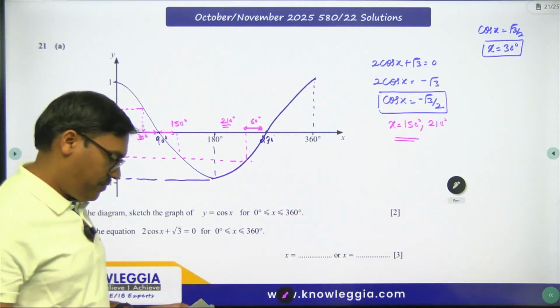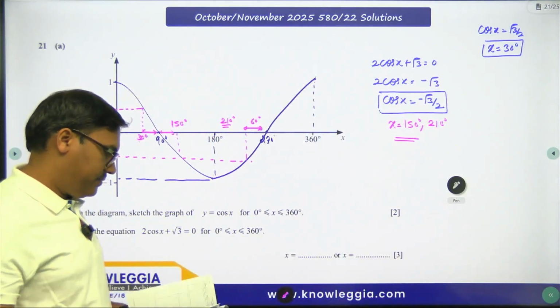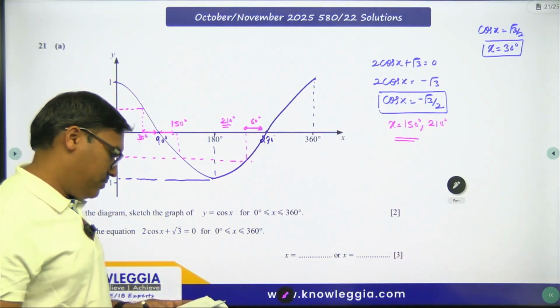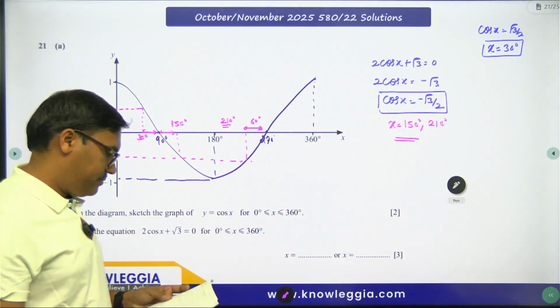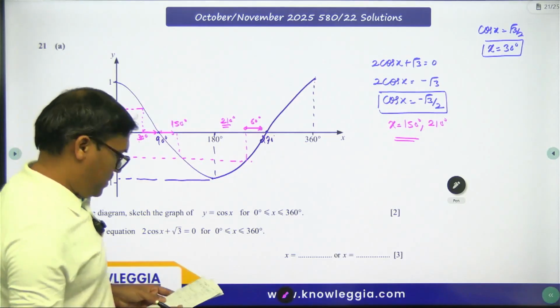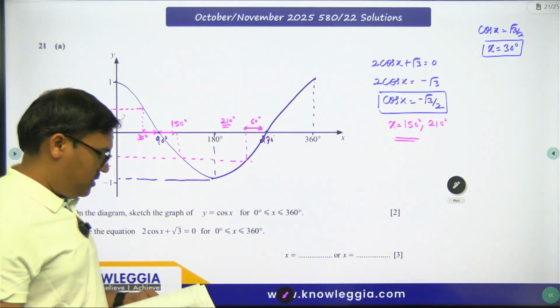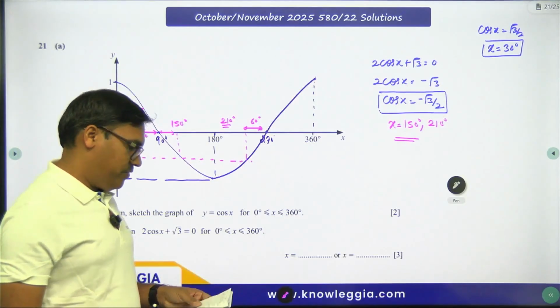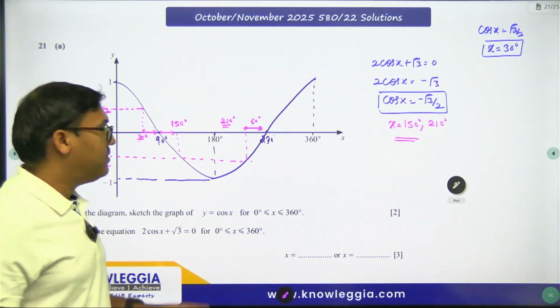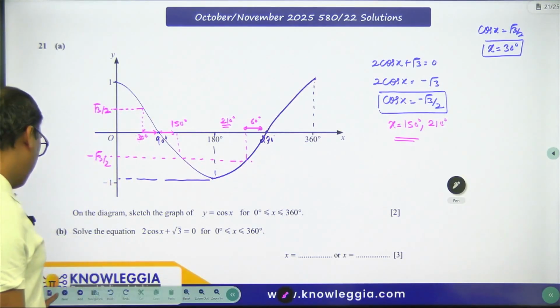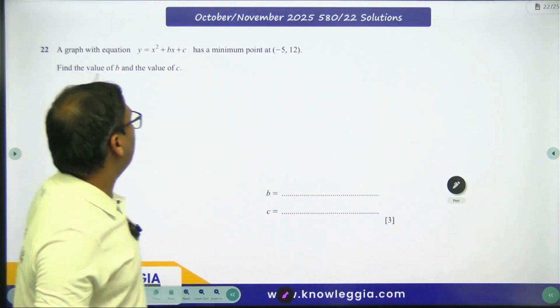So you see this is 210 and this is question number 21. So this is 150 degree and 210 is the correct answer to this question. Okay. Now, next question. The graph has this equation.